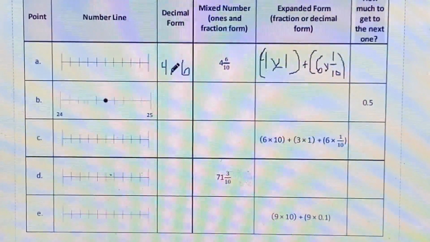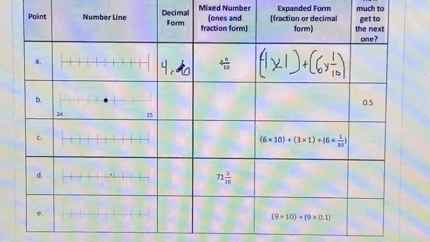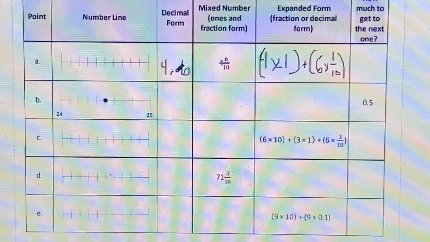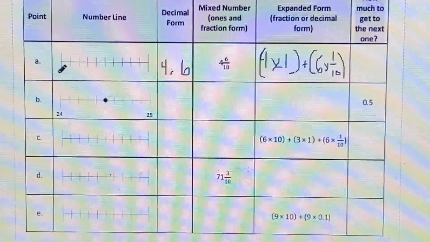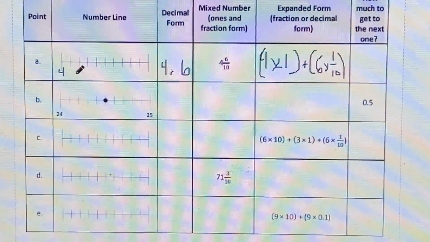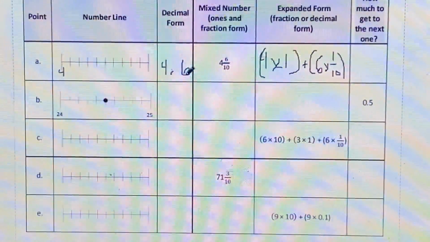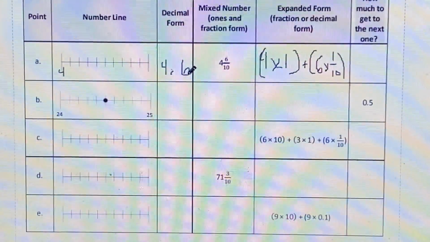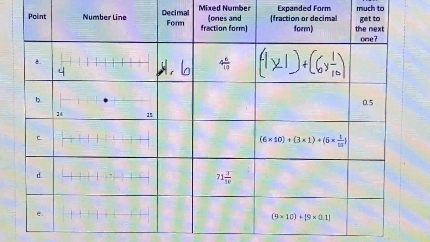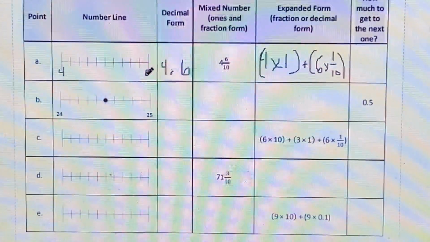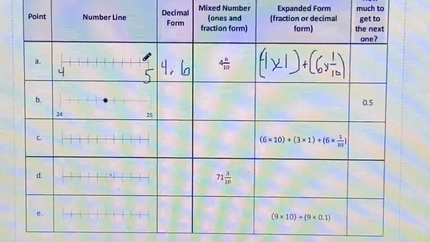Here we're at 4 6/10. Is 4 6/10 greater than or less than 4? Yep, it's greater than 4. So I know I need to start at 4, right? Excellent job. Now, is 4 6/10 greater than or less than 5? Yeah, it is less than 5. So my ending point should be 5. So I know that 4 6/10 is somewhere in between this line.